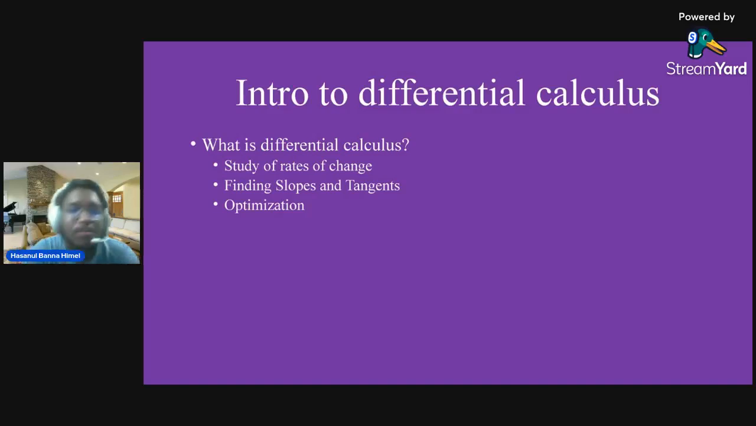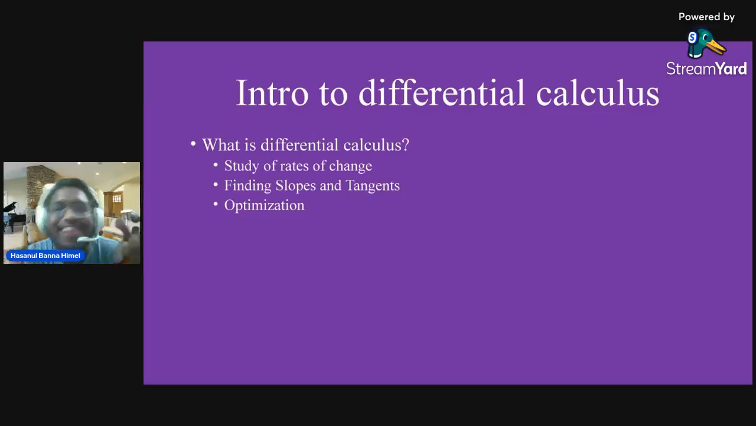And secondly, finding slopes and tangents. It is used to find the slope of a curve. When we have a curve, we can find the slope of the curve, right? At every point there is a different slope. At each point we can draw a linear slope. At every point the slope will change. It helps us to determine the tangent line to a curve and solve problems involving motion and changes.